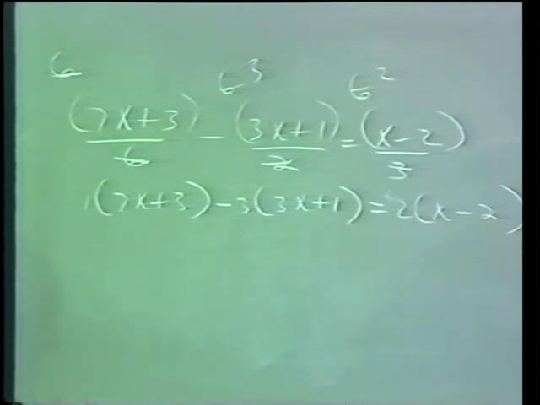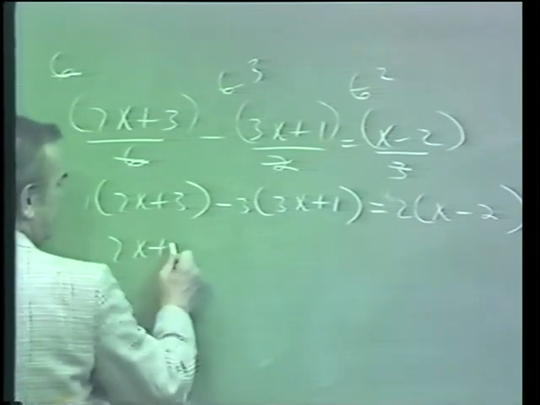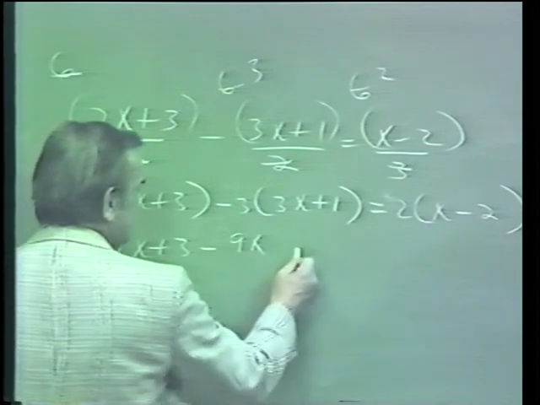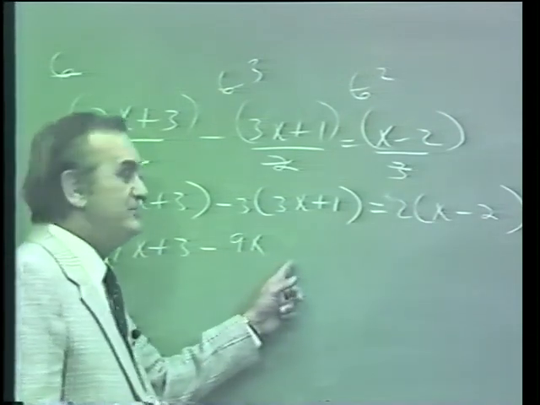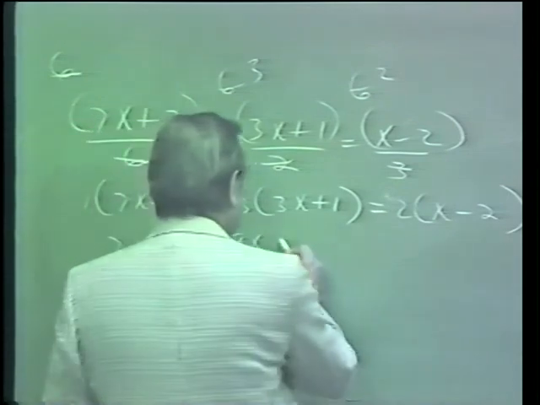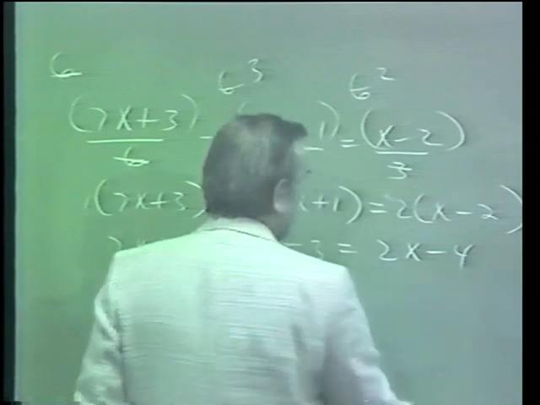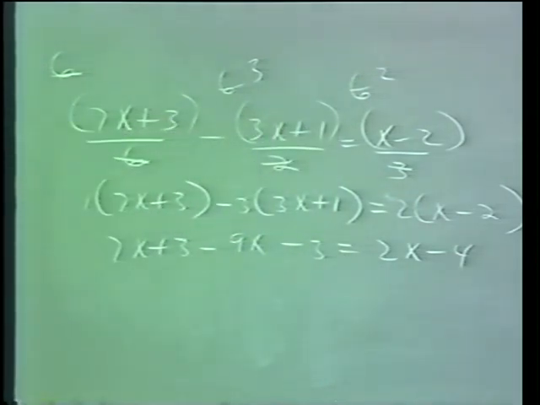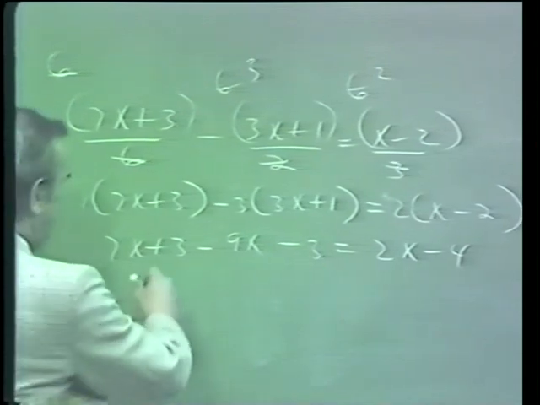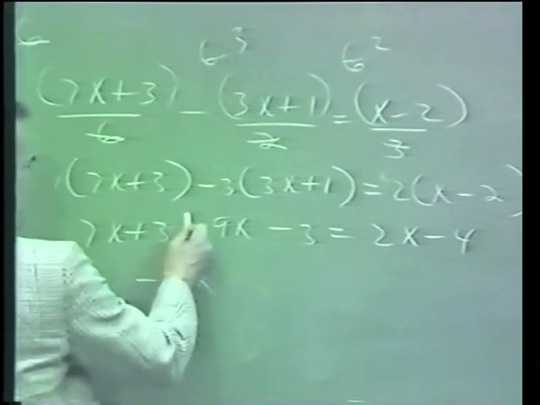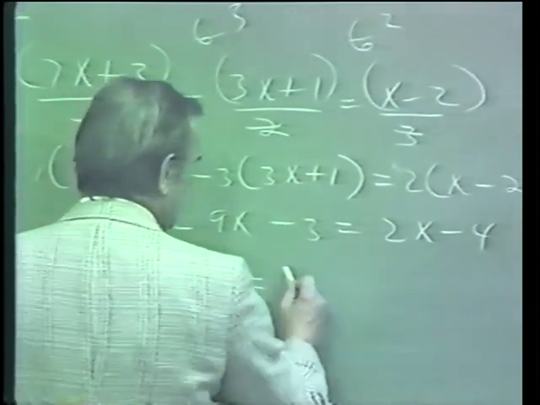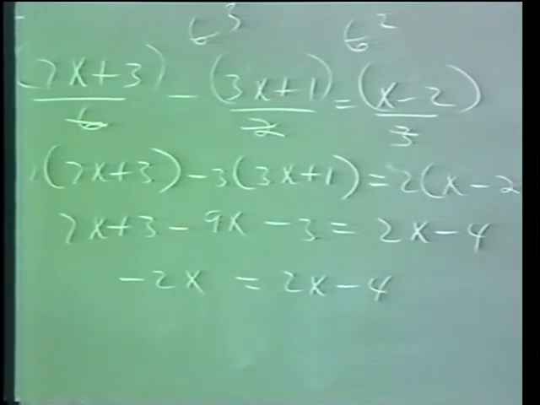Second step, clear parentheses if you have them. We have parentheses, so I clear them. And if you didn't use parentheses, right here is where you made your mistake. You add a plus 3 instead of a negative 3. Second step, remove parentheses. Third step, combine like terms on each side of the equation. Let's see, we have 7x, negative 9x is a negative 2x, a positive 3 and a negative 3, they cancel, and we get 2x minus 4. Third step, combine like terms on each side of the equation.